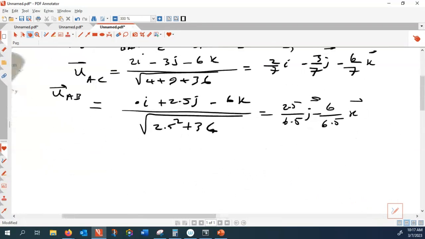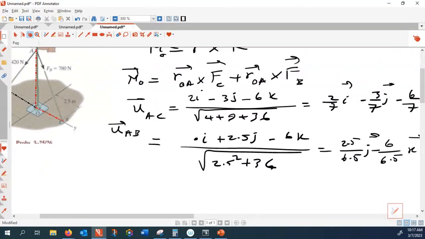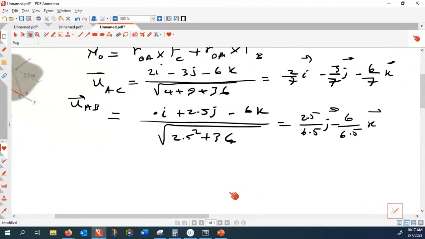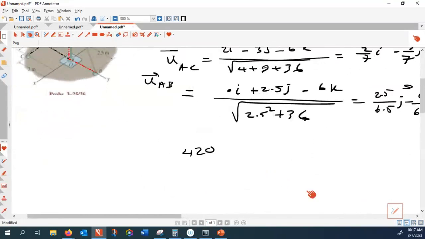All you have to do is to find out the forces. The magnitude of the first one is 420, and the magnitude of the second one is 780. And these should be multiplied by their unit vectors.